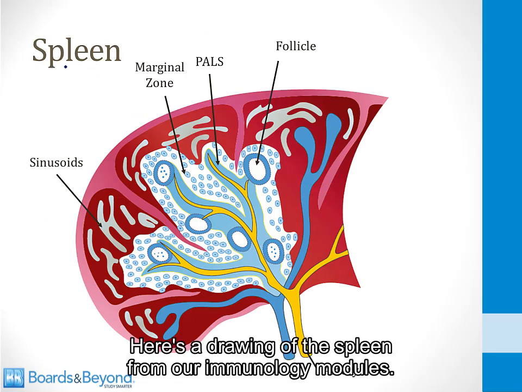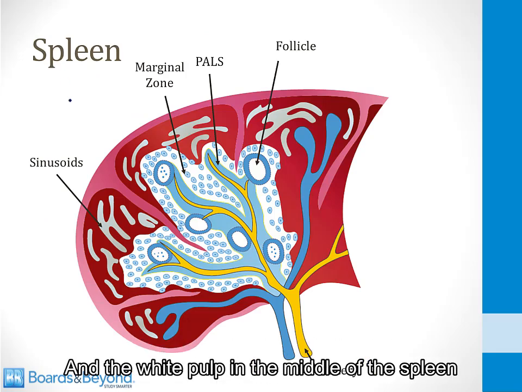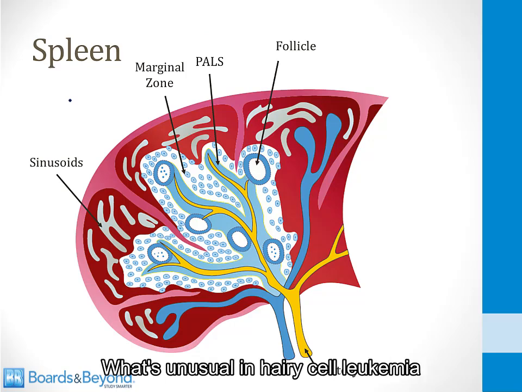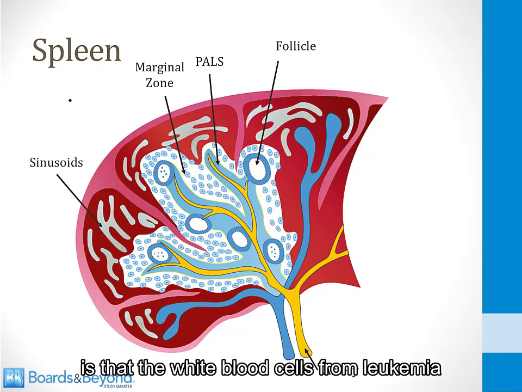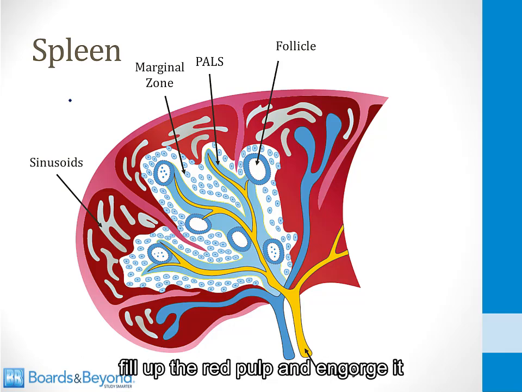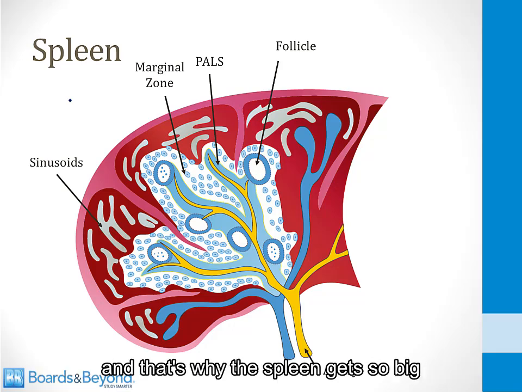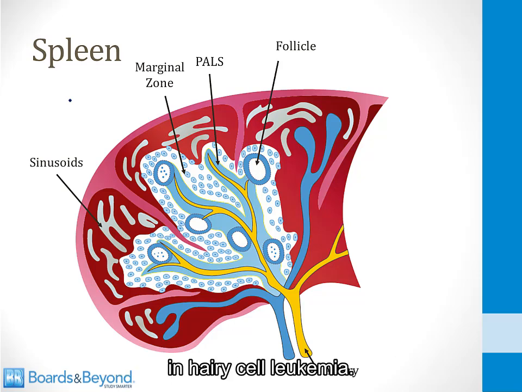Here's a drawing of the spleen from our immunology modules, and the white pulp in the middle of the spleen is where you usually find white blood cells. What's unusual in hairy cell leukemia is that the white blood cells from the leukemia fill up the red pulp and engorge it to the point that it can almost obliterate the white pulp, and that's why the spleen gets so big in hairy cell leukemia.